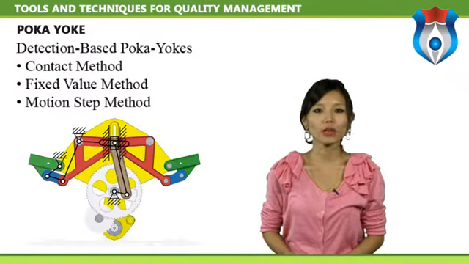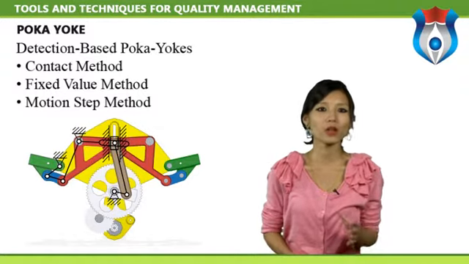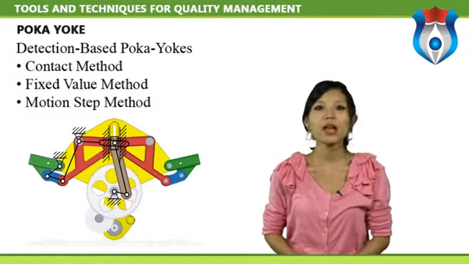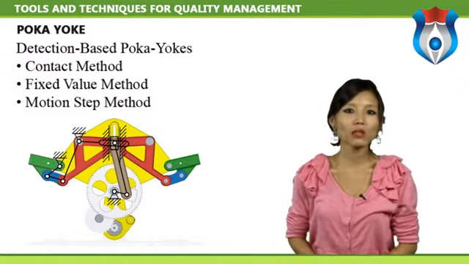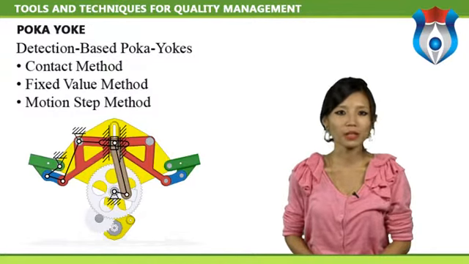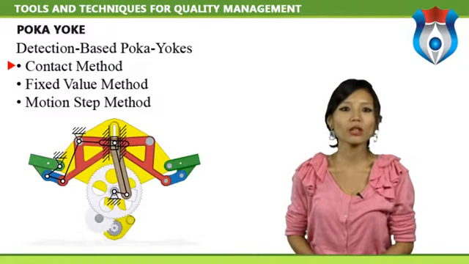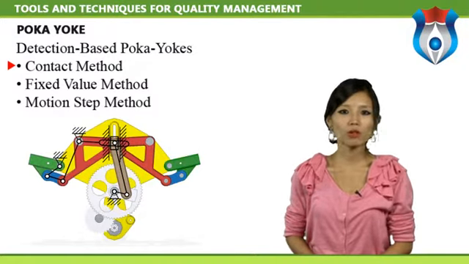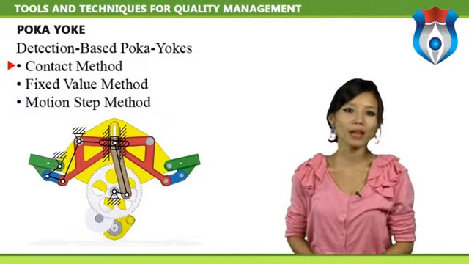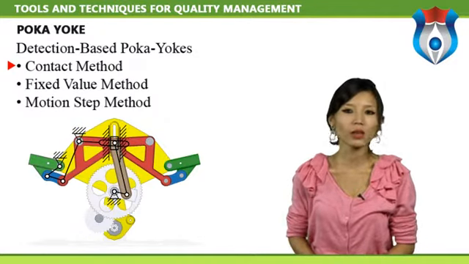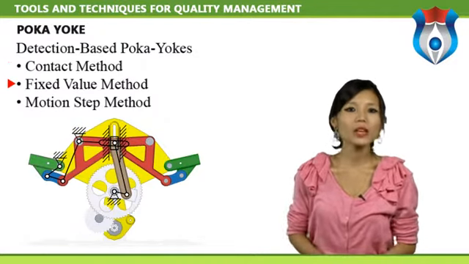Detection-based Poka-yokes. In many situations, it is not possible or economically feasible to prevent defects, particularly where the capital cost of the Poka-yoke mechanism far exceeds the cost of prevention. Contact method. This method detects any deviation in shape, dimensional characteristic or other specific defects through mechanisms that are kept in direct contact with the part.